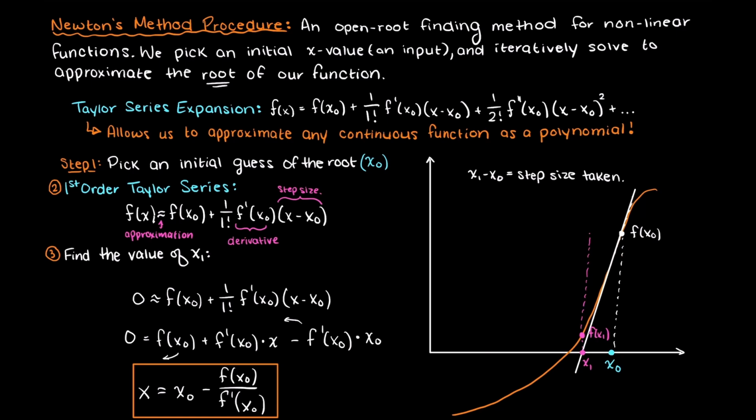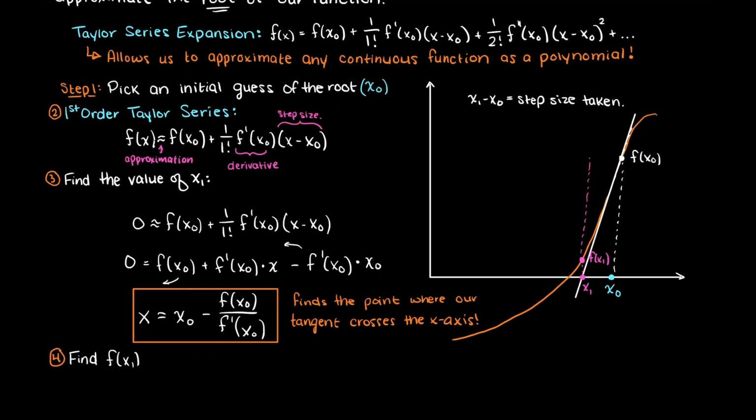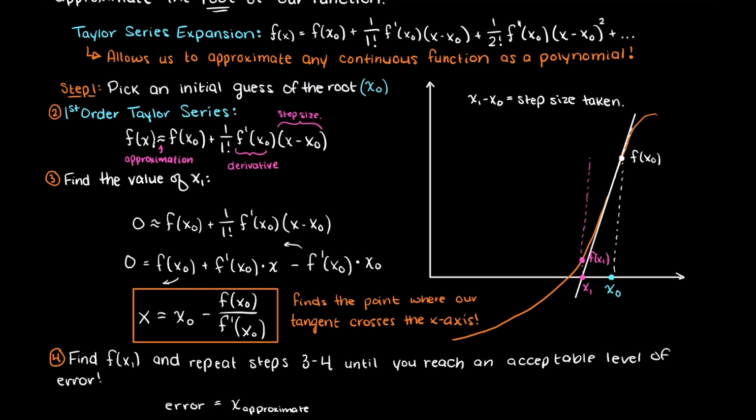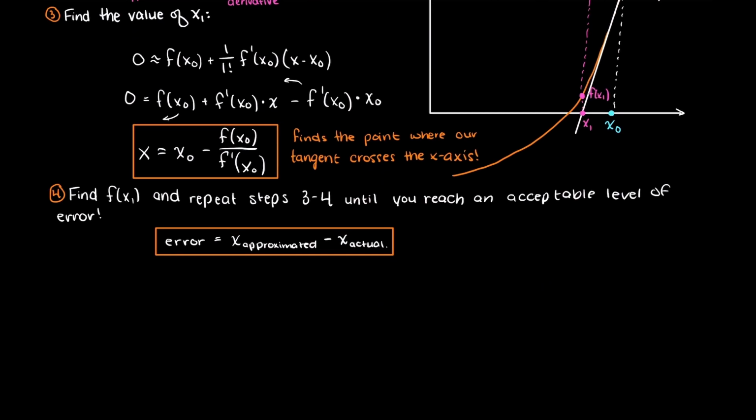Now that we have solved for the input that gives our tangent an output of 0, we plug this input into our function and find the output for our next iteration in Newton's method. Then we just continue our process until we reach an acceptable amount of error. That is, when our approximated x value is close enough to our actual x value.